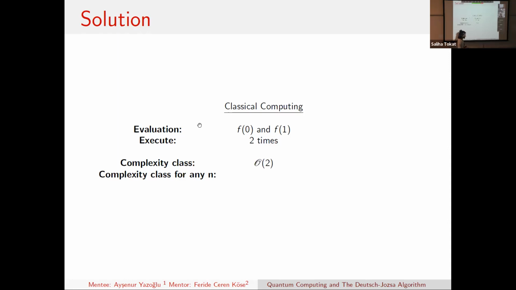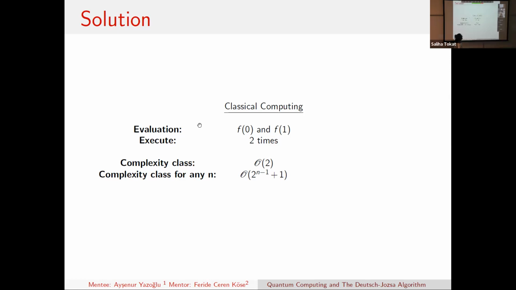And for any n, this equals 2 to the power of n minus 1, plus 1, because we need to evaluate the function one more than half of the inputs.